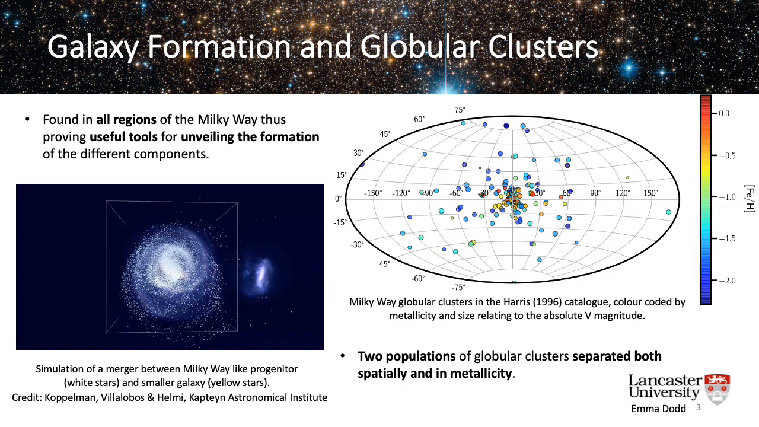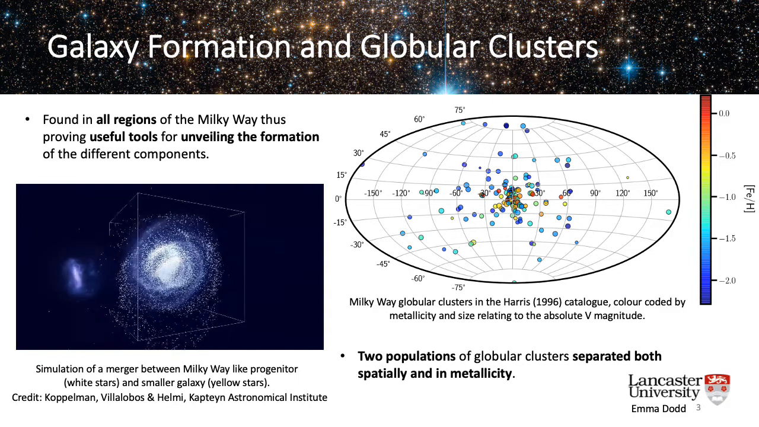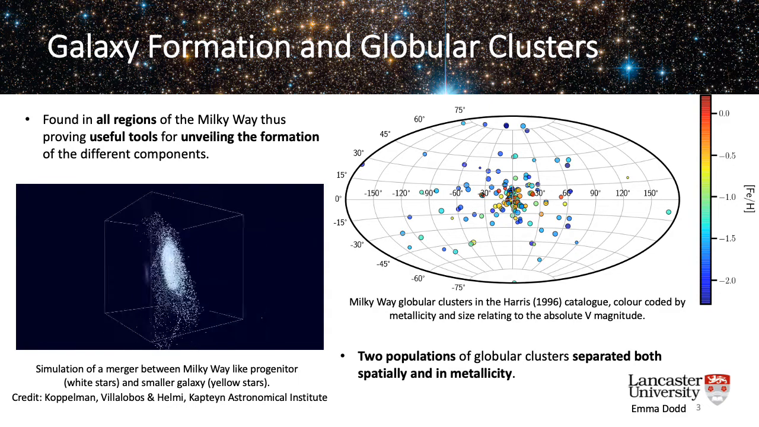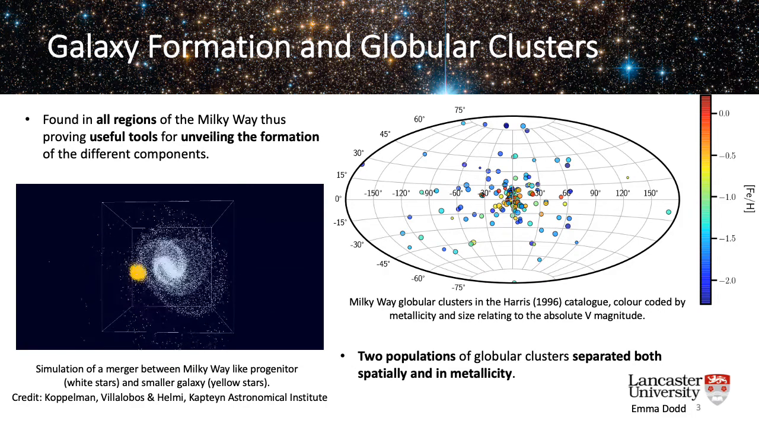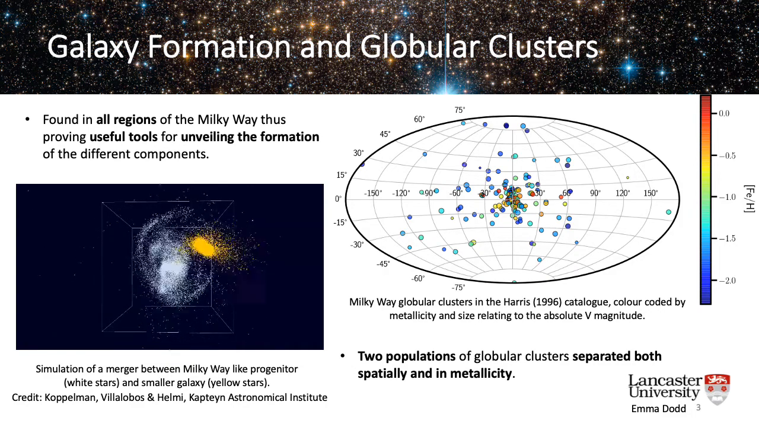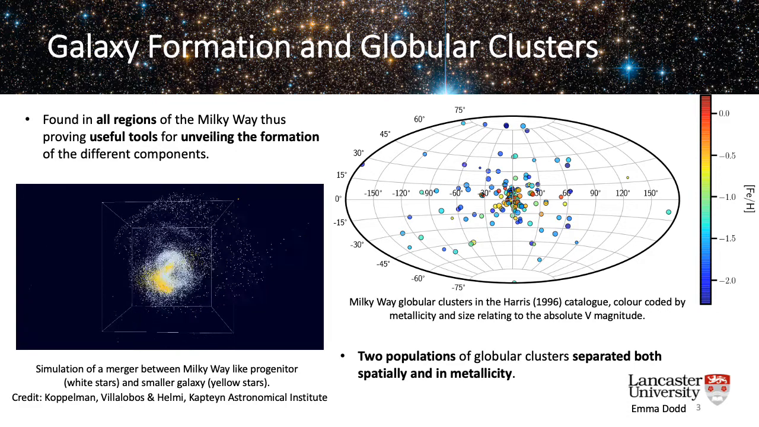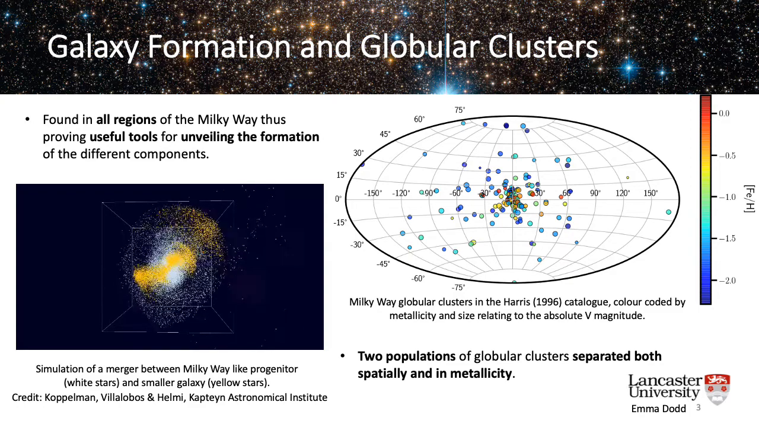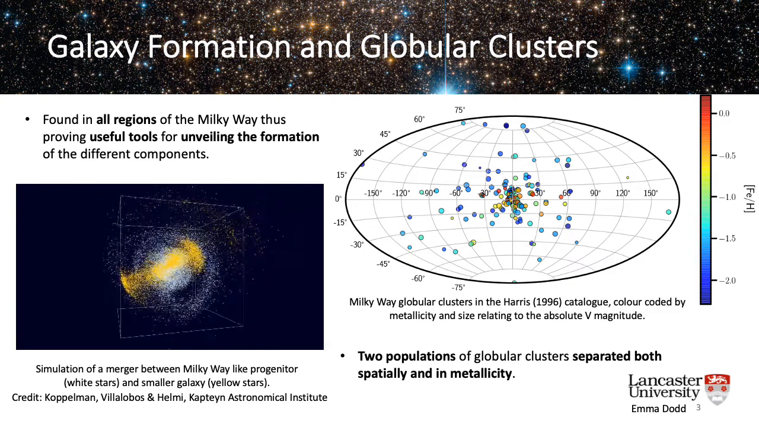Now, the different components of our galaxy are thought to have formed through different mechanisms over its lifetime. Galaxies as a whole are thought to form and evolve by the build-up of smaller systems as they merge, for example shown in the animation on the left. Since globular clusters can be found throughout the whole of our galaxy, and they are old with age estimates on the order of the age of the universe, then as a system they are vital for furthering our understanding of our own galaxy's formation and evolution.